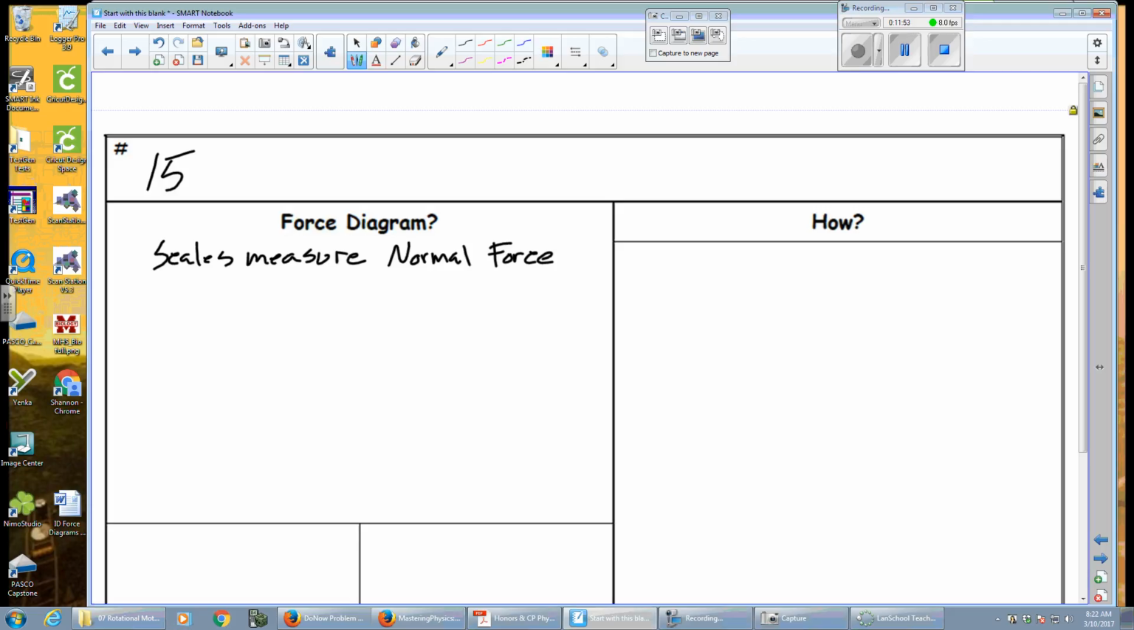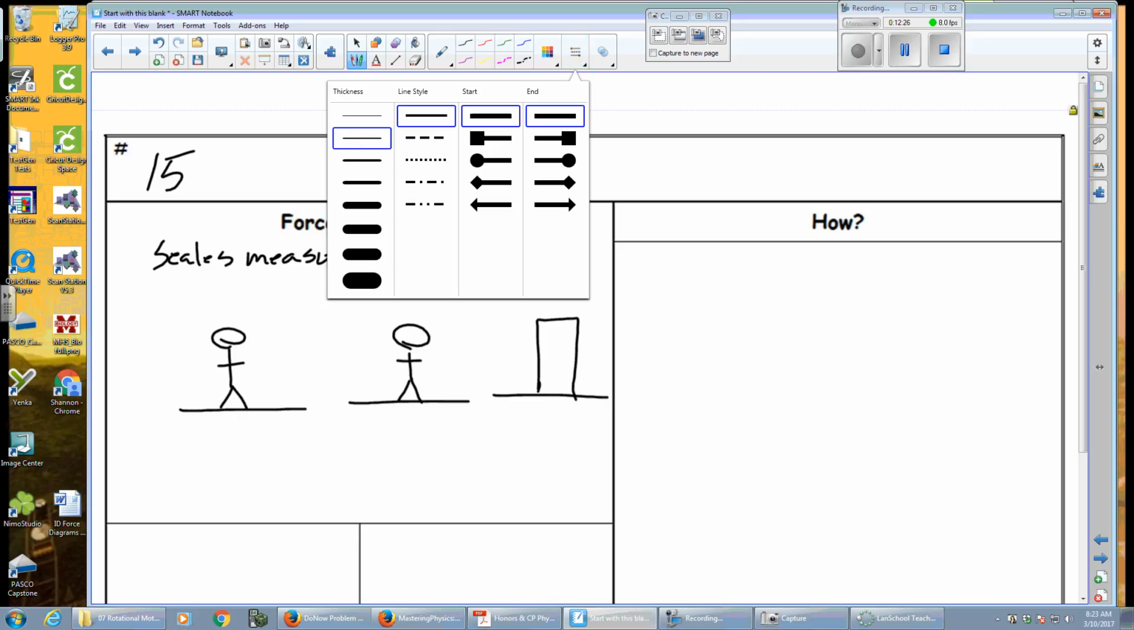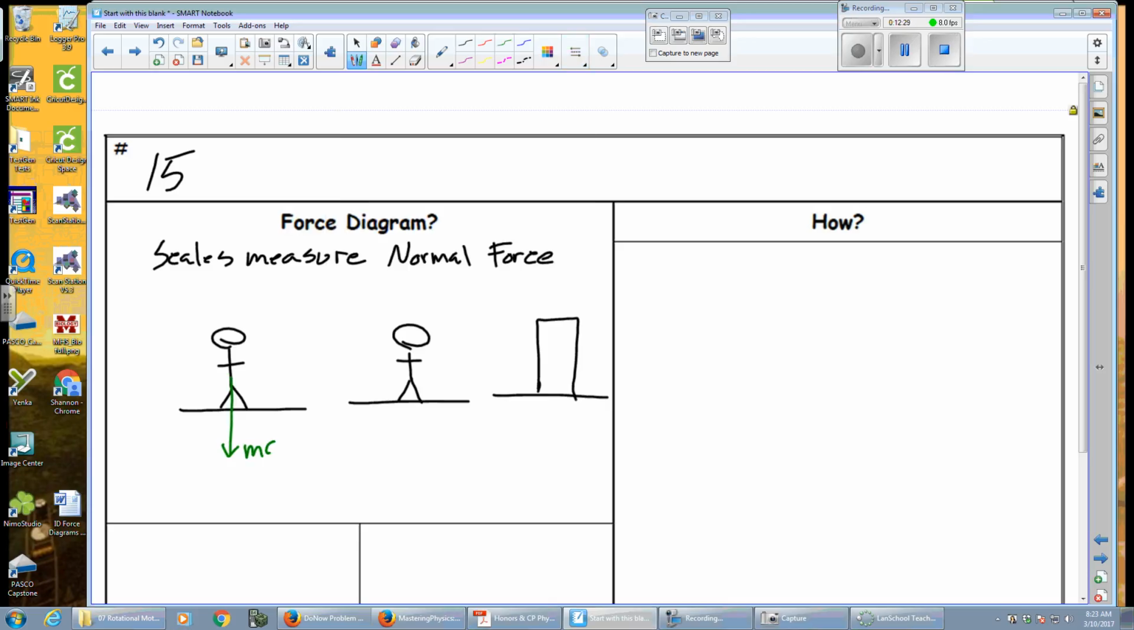Alright, so let's see. Draw my guy 3 times. We'll make him up. We'll do the base drawing of him the 3rd time. Alright, so if you can't do stick figures like I do, you can always do a block like that, right? Okay. So let's pretty color. So here, in all of them, he's going to have his weight down. And I'm using mg for his weight. What else could I use?